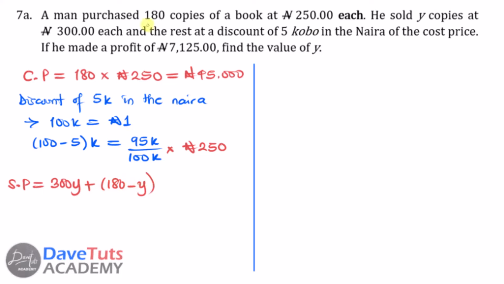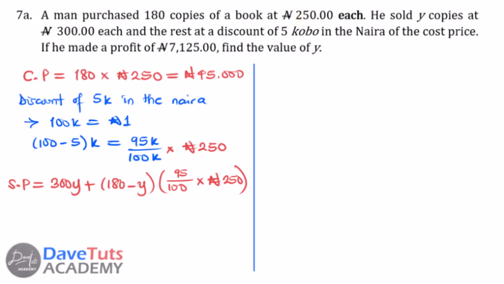Consider what we are being told. The total number of books is 180. Now he had sold Y at 300 naira, so the remaining will be 180 minus Y. But how much is he selling them? He's selling them at this particular price, that is the price at which he sells the remaining. So we can say it is 95 over 100, a discount of 5 kobo to the naira, multiplied by 250 naira, which is the price that he used to purchase it, his cost price.